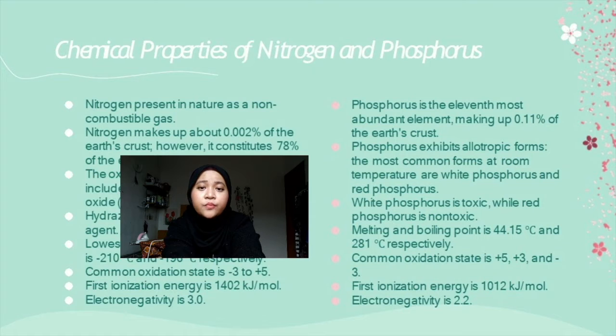Next, the melting point of phosphorus is 44.15 degrees Celsius and the boiling point of phosphorus is 281 degrees Celsius. The common oxidation states are +5, +3, and -3. First ionization energy is 1012 kJ per mole, and lastly, the electronegativity is 2.2.